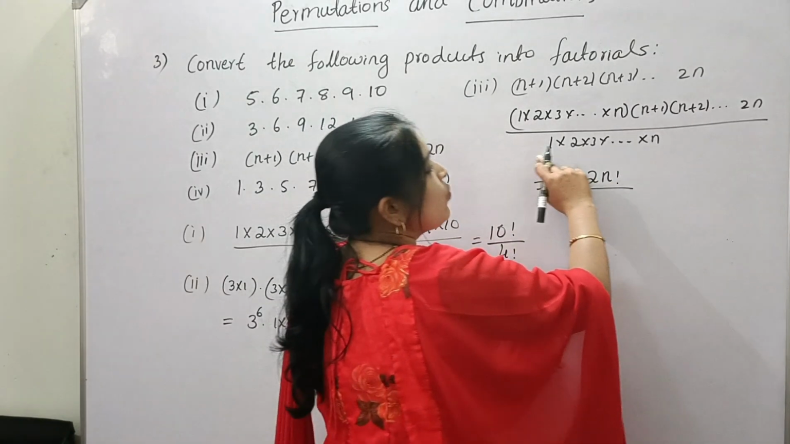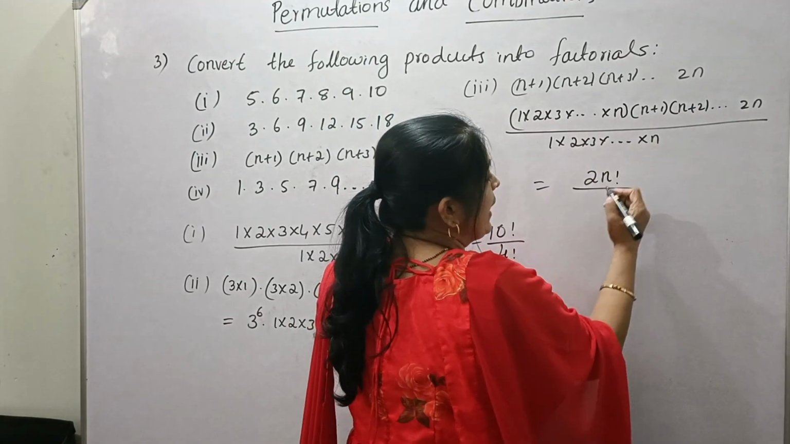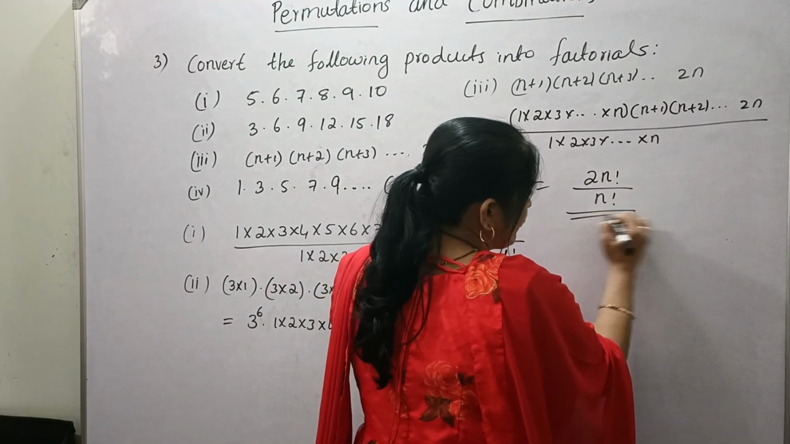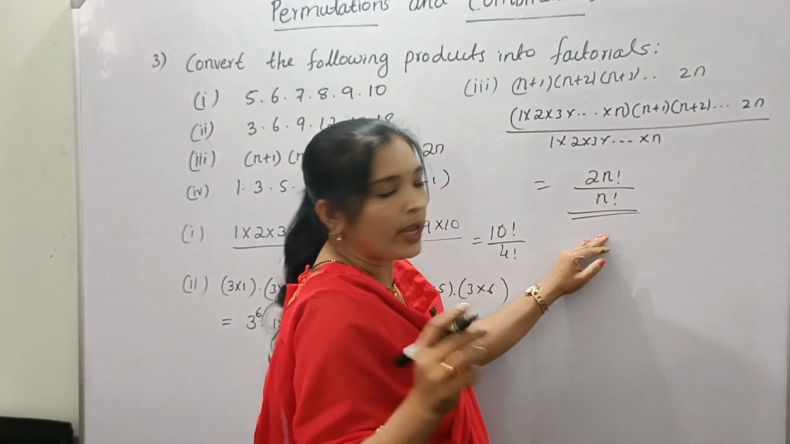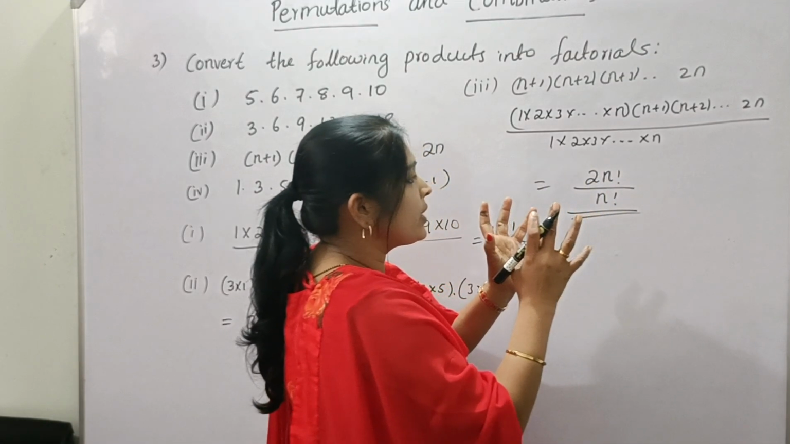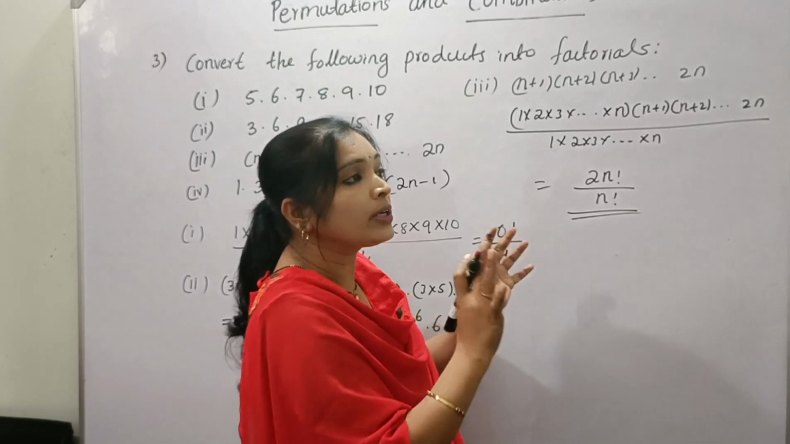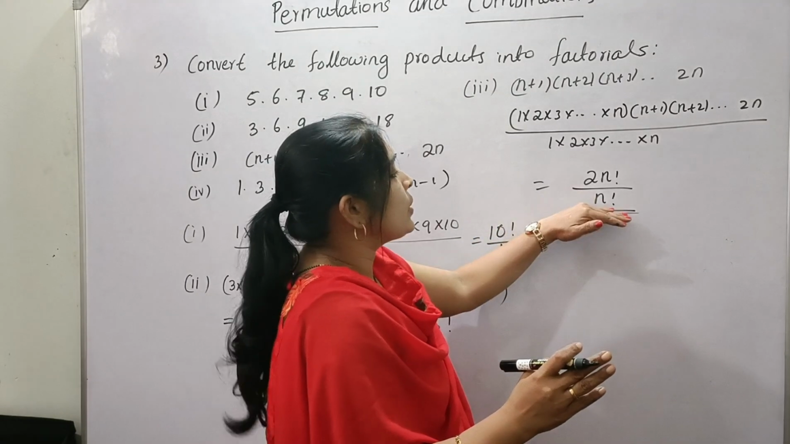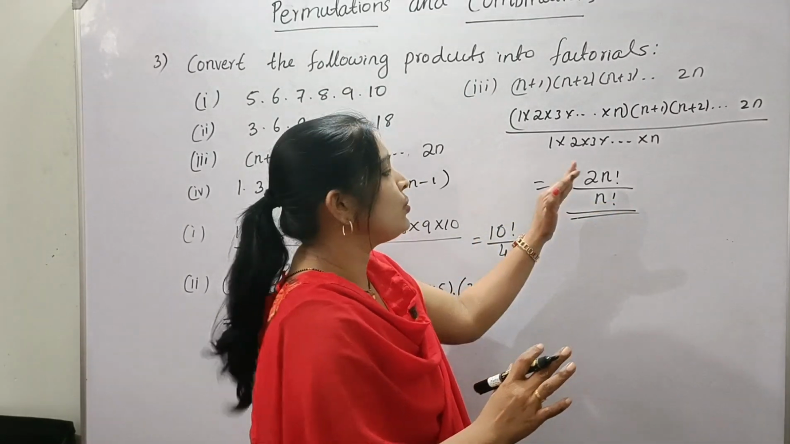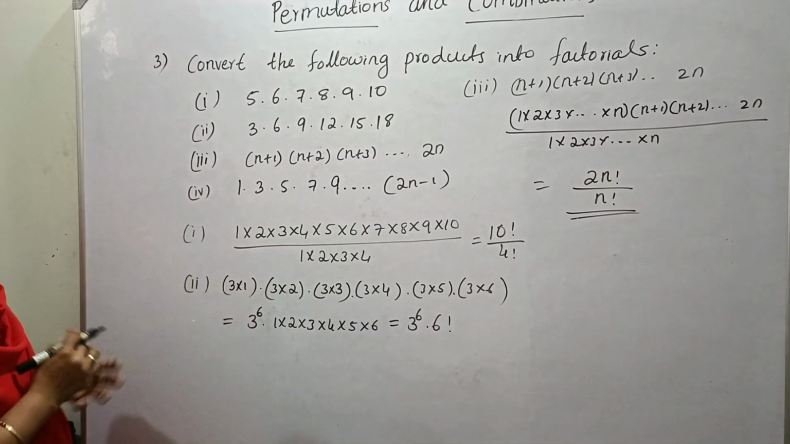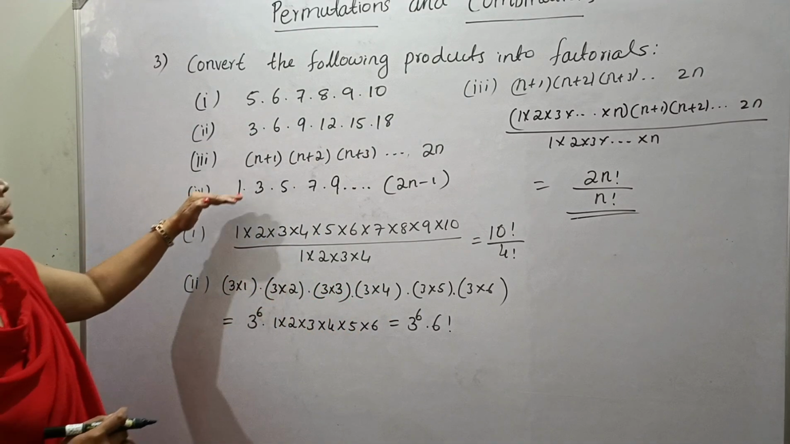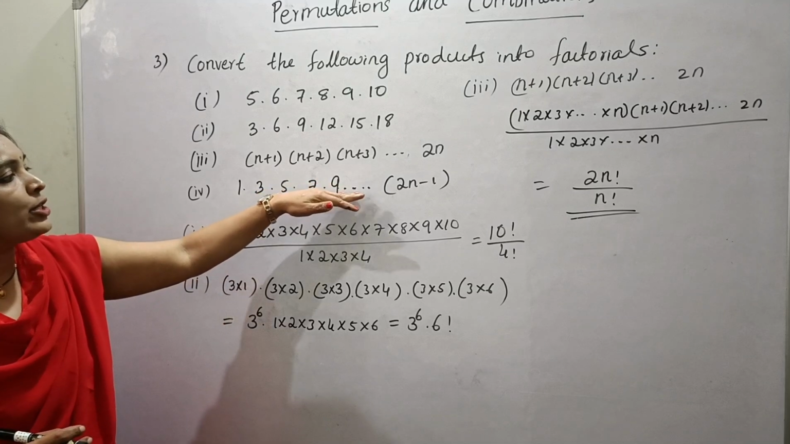Divided by, see, 1 into 2 into 3 into etc. into n, that is nothing but n factorial. And remember, here you cannot cancel n factorial. Okay, it is different. 2n factorial is 2n factorial itself, not 2 into n factorial. Okay, so here it is n factorial. So you cannot cancel. Next is 1 into 3 into 5 into 7 into 9 into etc.